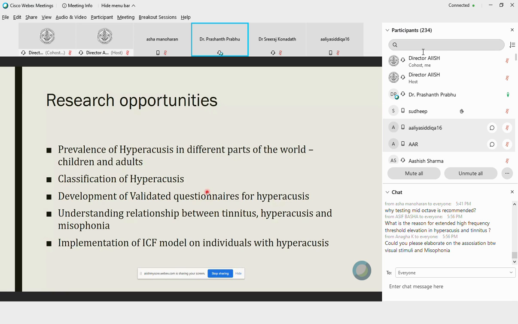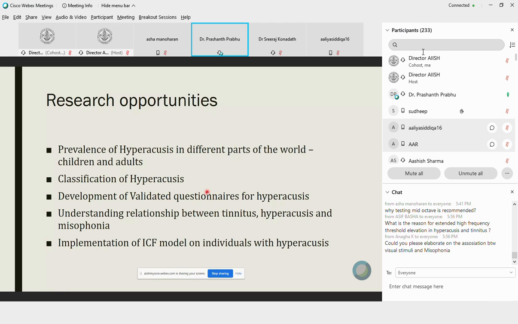And we have a lecture tomorrow by Dr. Vinay, who will be talking about the ICF model. So we are working on using ICF for tinnitus, but the ICF model can easily be applied even on hyperacusis to know which aspects are affected in individuals with hyperacusis. So we'll be learning more about that as well.